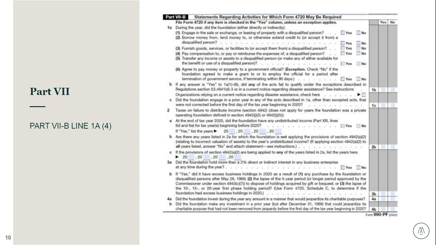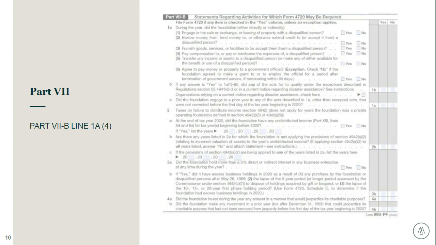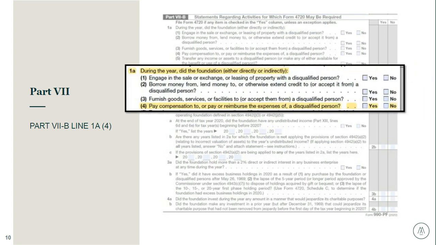Page 5, part 7B, line 1A, 4. Compensation or reimbursement of expenses of a disqualified person. We often see this checked no, which could be incorrect. For example, if salary is paid or travel expenses are reimbursed to a chief executive officer who is a disqualified person, that should be checked yes, and reasonable compensation is an exception to self-dealing, so further down, line 1B would be checked no.